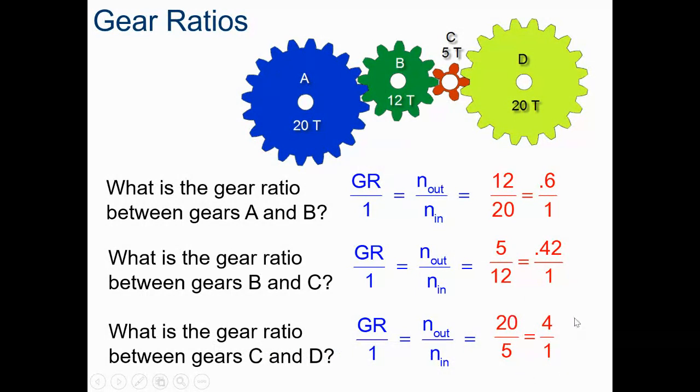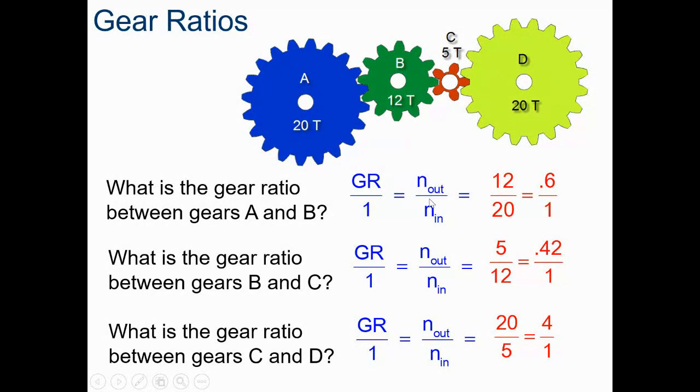So that one actually is going the other way. Now we have greater than 1, so we are going to have greater torque at D than we had at C. C has a lot less torque, but C is going to be going a lot faster, which makes sense. C has to turn 4 times to get D to turn once. So D is going a lot slower.